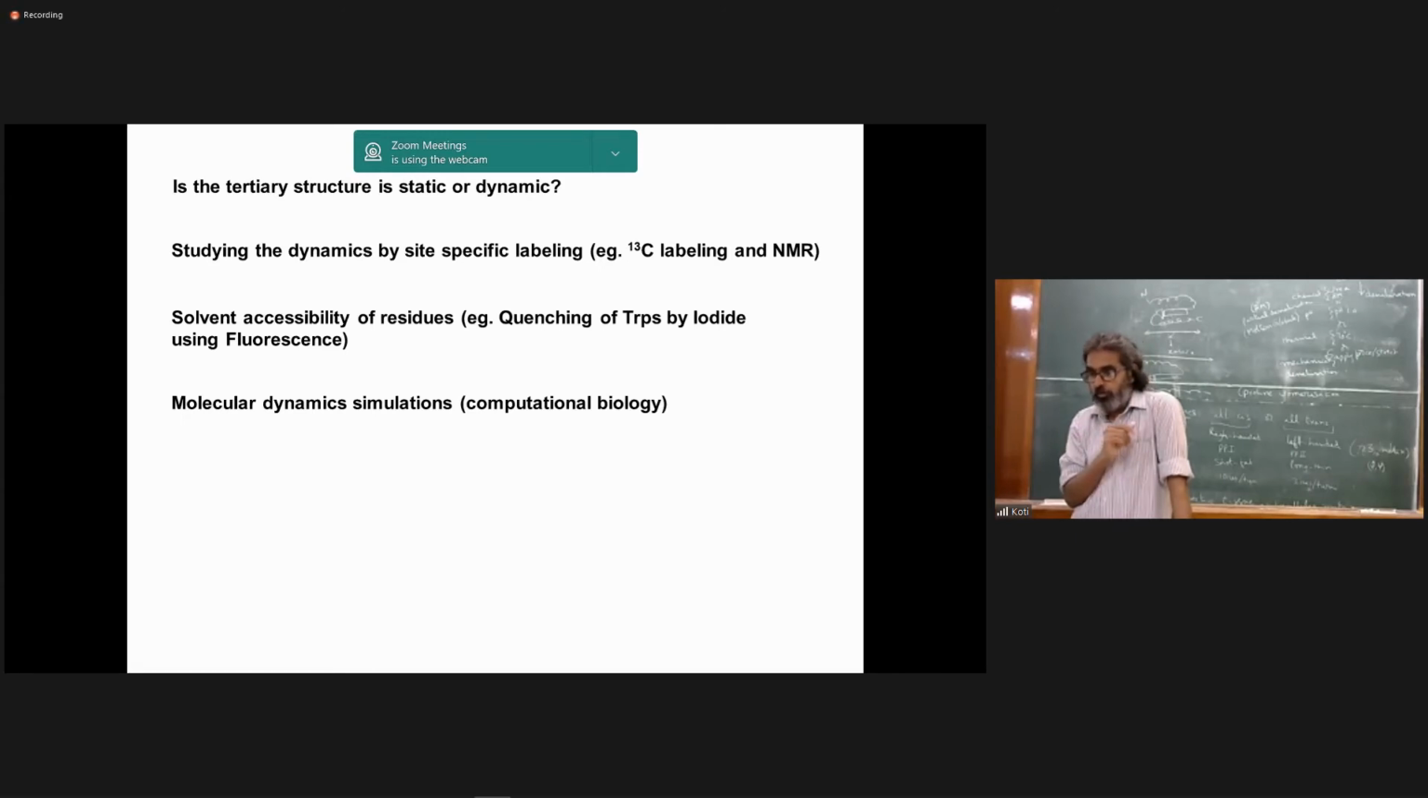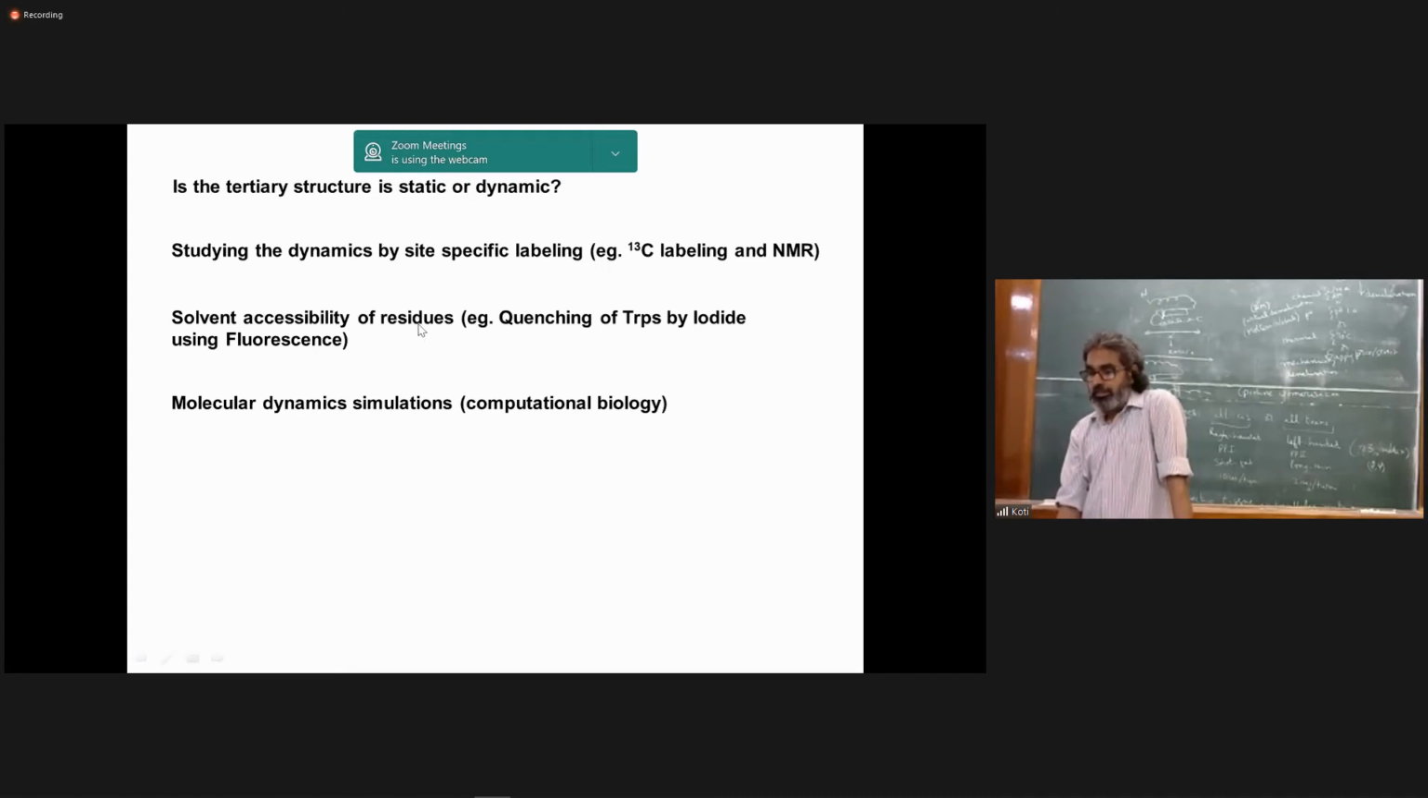Now, you can really use other spectroscopy methods. Mainly fluorescence is one of the ways to see how dynamic or static a structure is. Another question you would ask is to study the dynamics by site-specific labeling. In NMR, you can put C13 and N15 labels in certain residues or all residues, and you can get residue level information. That's the beauty of NMR. But overall dynamics can be gleaned by fluorescence measurements.